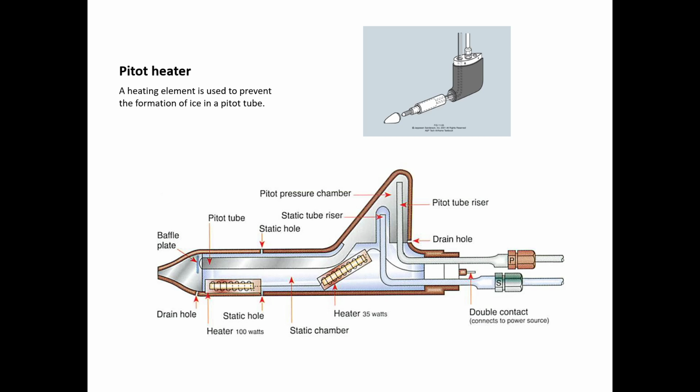There's a heater in the pitot tube because that moisture may freeze because of the environment that the plane is flying in. And you can see that there's a 100-watt heater here and a 35-watt heater here. So the 100-watt heater would probably even heat the front because there's enough heat being generated. And the 35 is to make sure that the water stays liquid enough to escape through the drain hole.